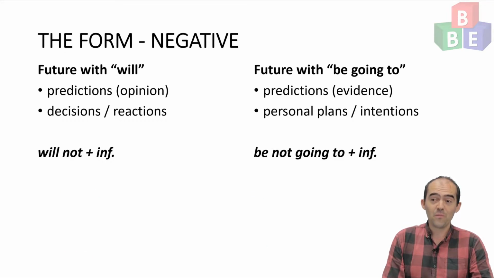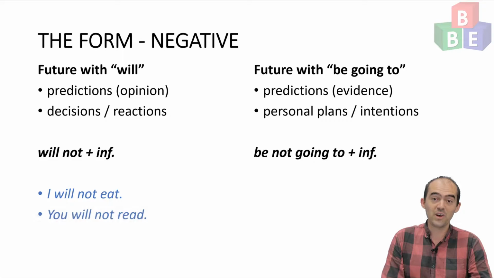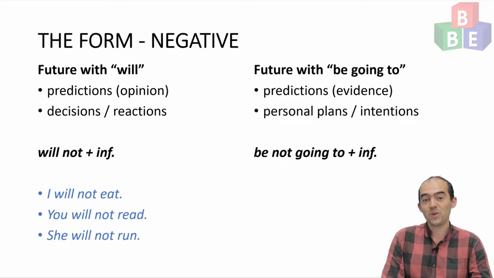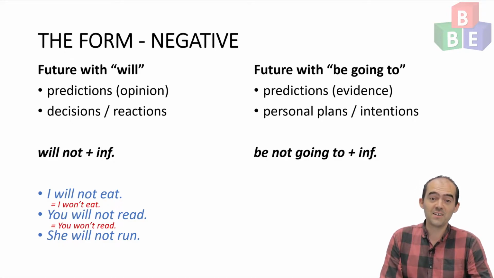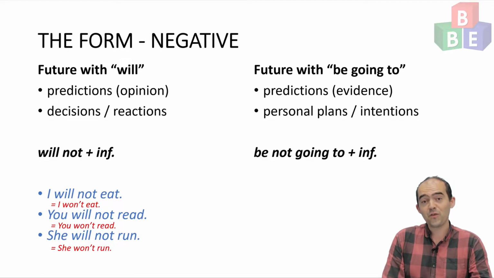The negative form of will is will not plus infinitive. So, I will not eat. You will not read. She will not run. And of course, we contract it, but this time the contraction is won't. So I won't eat. You won't read. She won't run. The negative for be going to is be not going to plus infinitive.